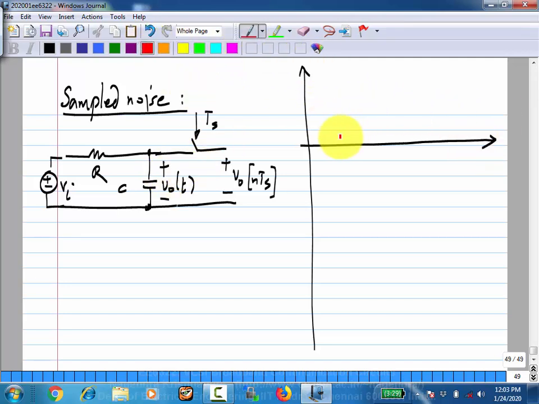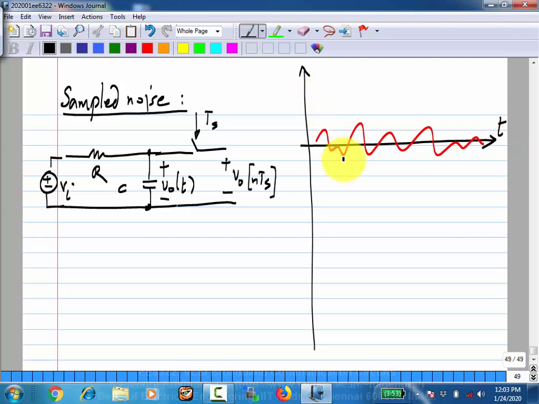So we have V0 which is noisy. Let's say the input is 0. We are only looking at noise now. You know what happens when a signal is sampled, right? What happens? If you take the Fourier transform of the signal, or basically the spectrum of the signal, the spectrum of the sampled signal will have copies at integer multiples of the sampling rate. Okay?